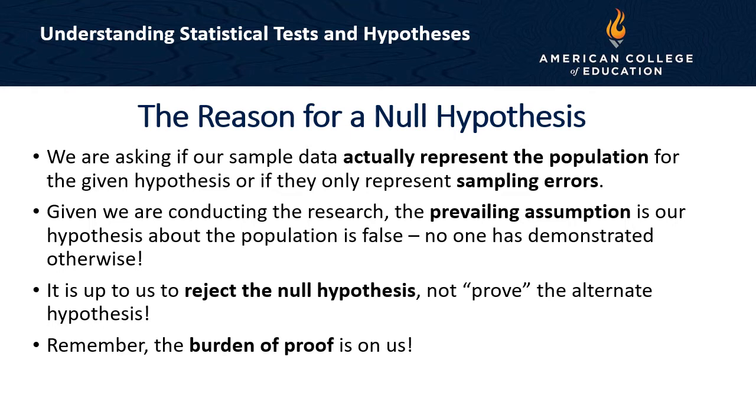The important thing to remember here is the burden of proof is on us. We're making a conjecture about people's behavior in social science research. We're making an educated guess with our hypothesis. And so what we actually have to do is reject that it's not the case in order to accept the alternate hypothesis that it is in fact the case.